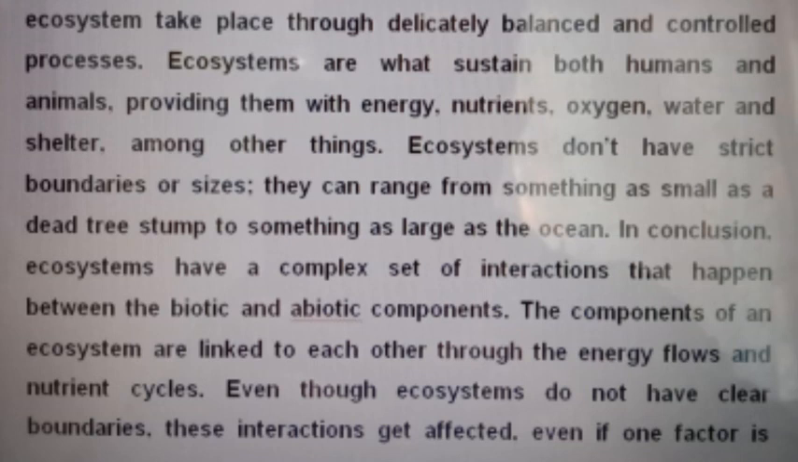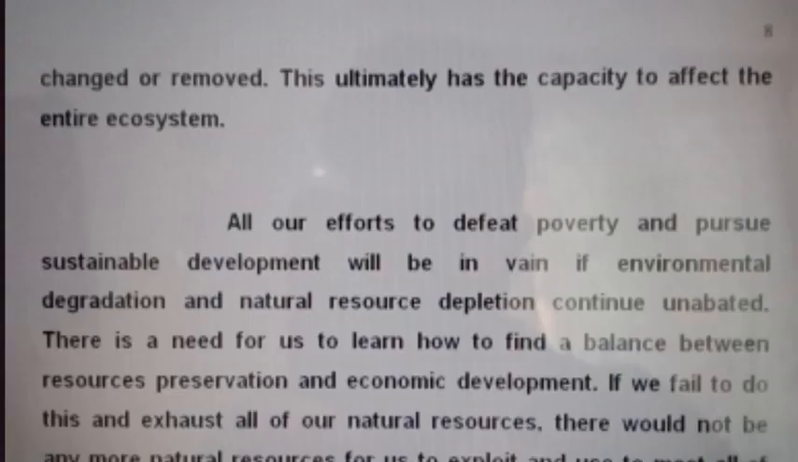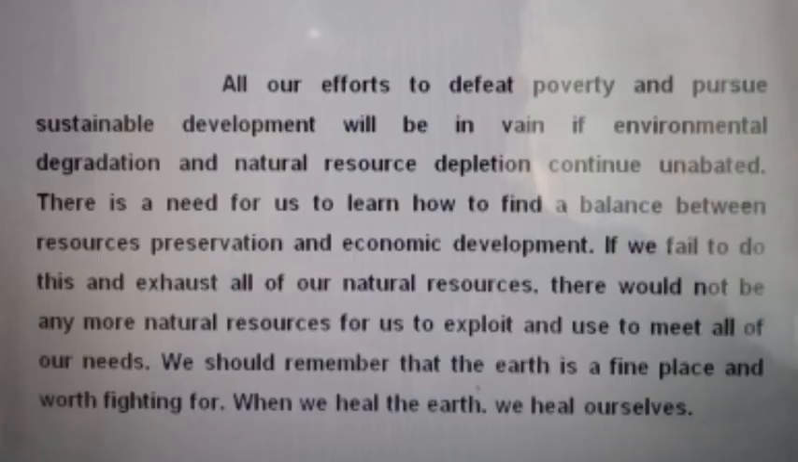In conclusion, ecosystems have a complex set of interactions that happen between the biotic and abiotic components. The components of an ecosystem are linked to each other through the energy flows and nutrient cycles. Even though ecosystems do not have clear boundaries, these interactions get affected even if one factor is changed or removed. This ultimately has the capacity to affect the entire ecosystem.